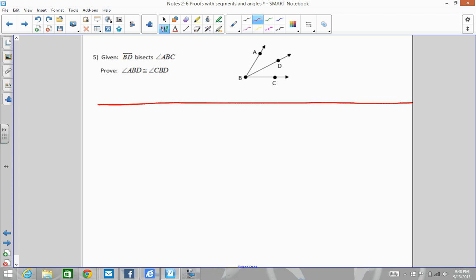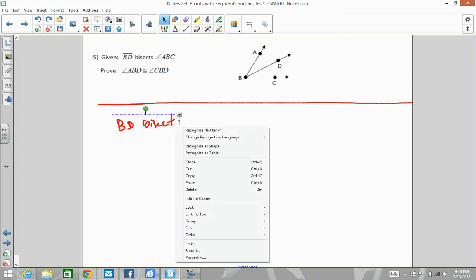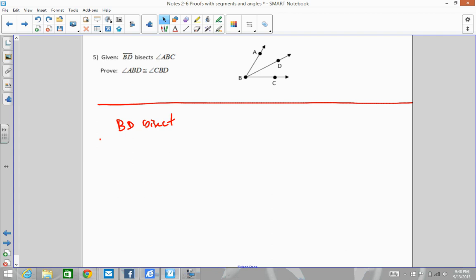Okay, got my baseline always. BD bisects angle ABC. Okay, so I put a box around it. Statements are in boxes. Reasons are on the outside of the box. So I need my little arrow there. BD bisects. That was given to me.